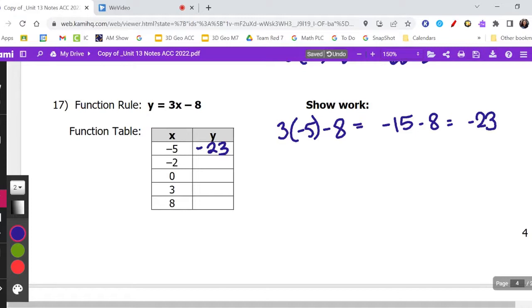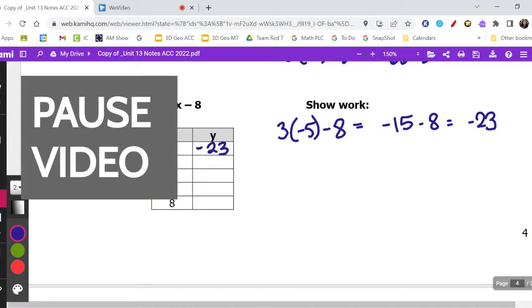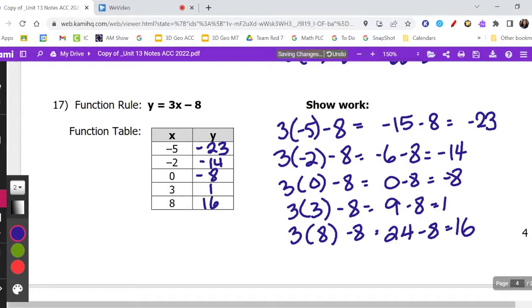All right, pause the video and find out what the other y values are. All right, you should have gotten negative 14, negative 8, 1, and 16.